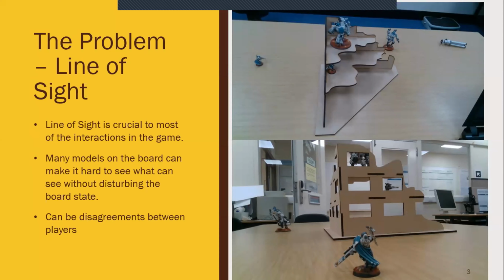It's crucial to interactions within parts of the game, because what a model can see depends on what it can attack and shoot. Particularly when you've got dense boards like those you saw earlier, a player getting their eyes down to that model's eye view can be very difficult without disturbing the miniatures on the board, which can cause disagreements and things like that.